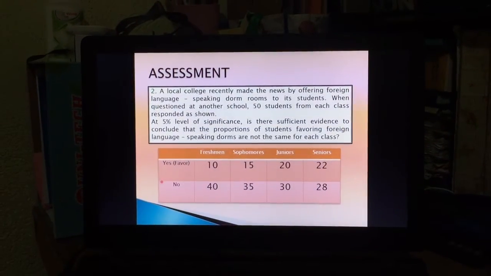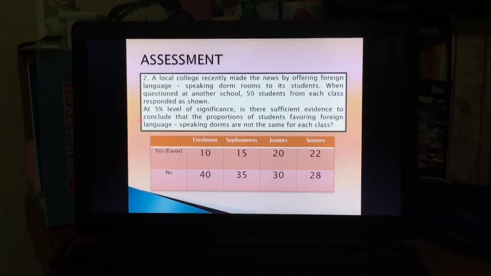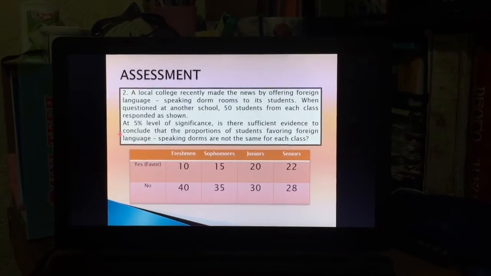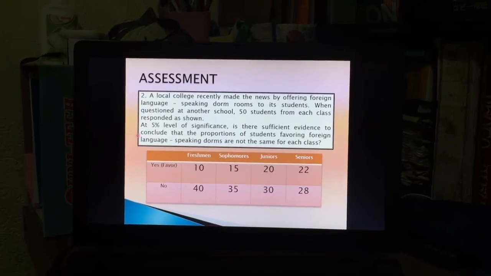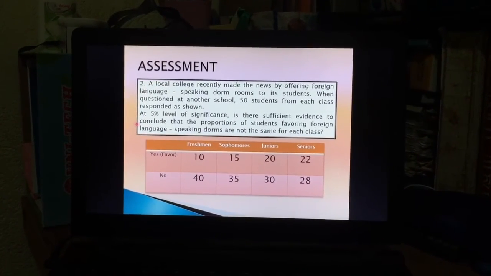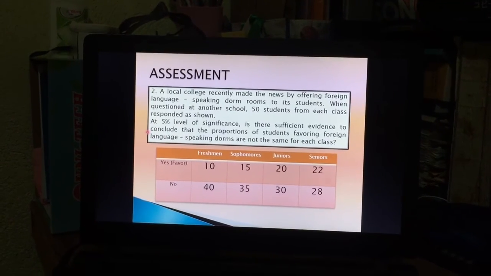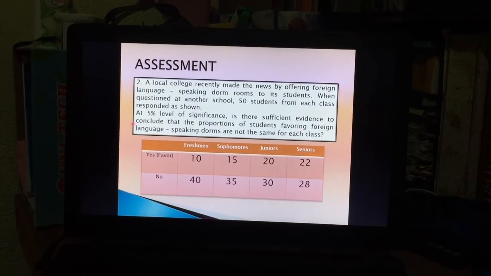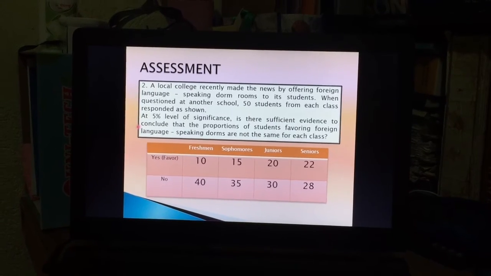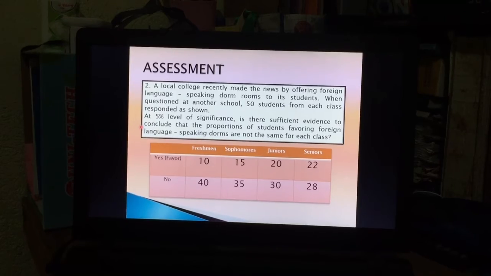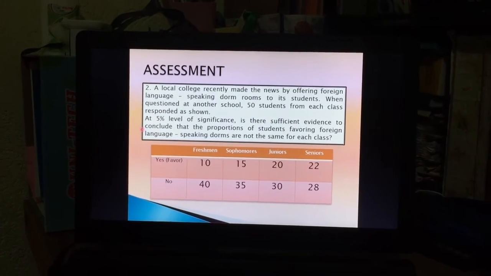For number 2, a local college recently made the news by offering foreign language speaking dorm rooms to its students. When questioned at another school, 50 students from each class responded as shown. At 5% level of significance, is there sufficient evidence to conclude that the proportions of students favoring foreign language speaking dorms are not the same for each class?